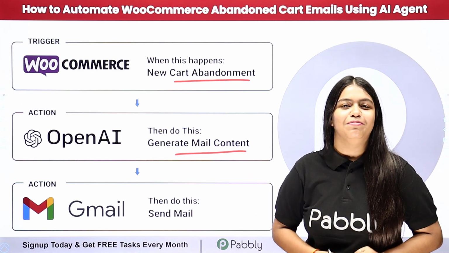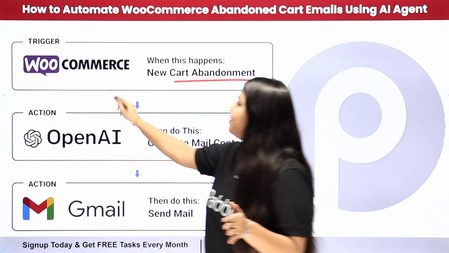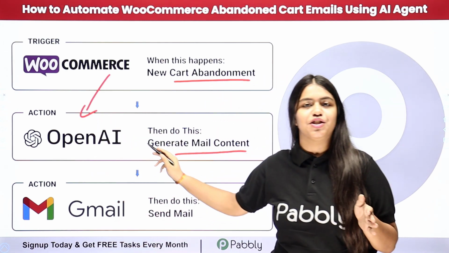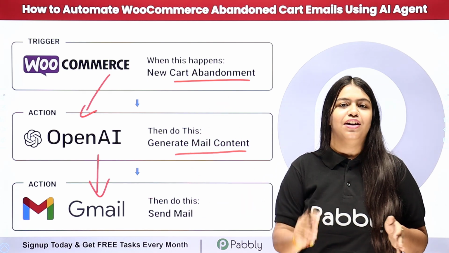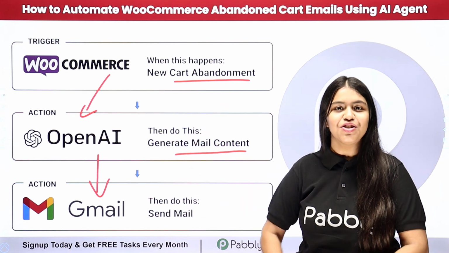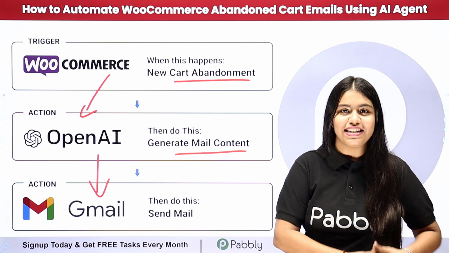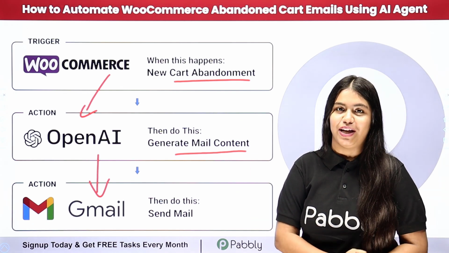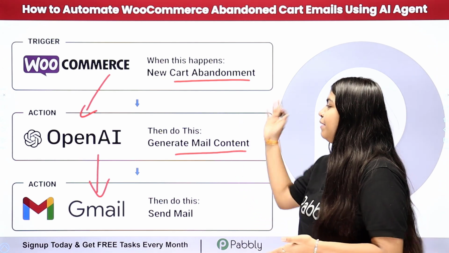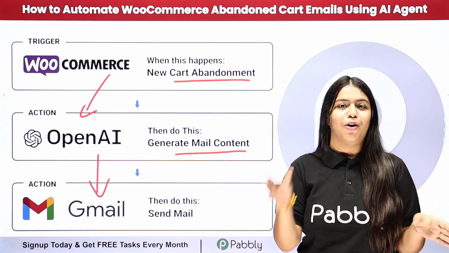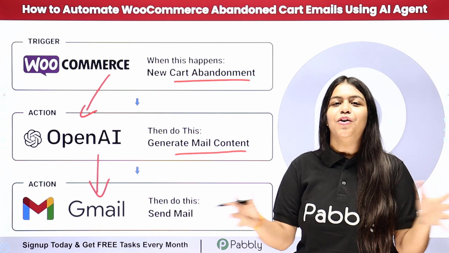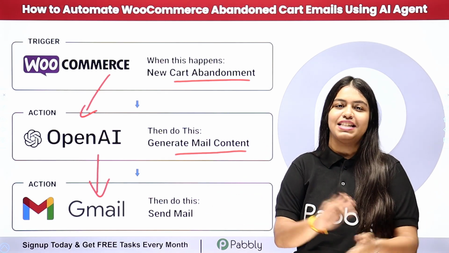So to do this, we are simply going to create a connection between WooCommerce, my AI agent, which is OpenAI, and then Gmail. And to create this connection without knowing any programming or coding language, we are going to use Pabbly Connect. It is an amazing automation software. So do you also want to create this amazing automation for your business and convert your potential customers into your main paying customers? Then for that you have to come with me towards my screen.